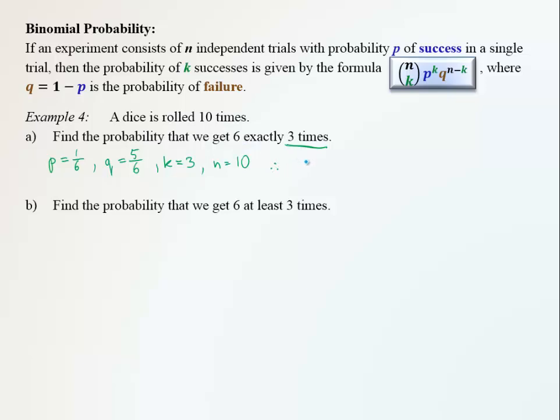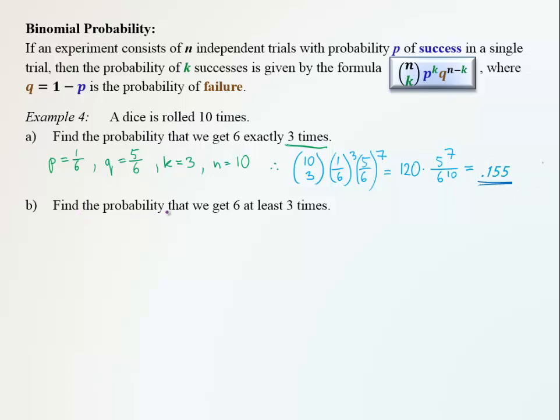10 trials is 10 choose 3 times 1/6 to the k, which is 3, times probability of failure 5/6 to the 10 minus 3, so it's to the 7. And then we can use a calculator. 10 choose 3 is the same as 120. Now in the numerator we really have 5 to the 7, denominator is 6 to the 10. So when you plug it into the calculator, this turned out to be 0.155, just 15.5% chance.